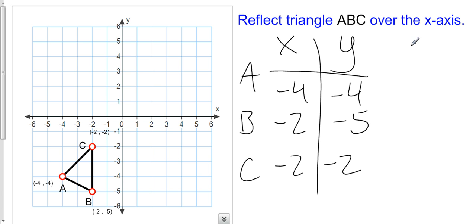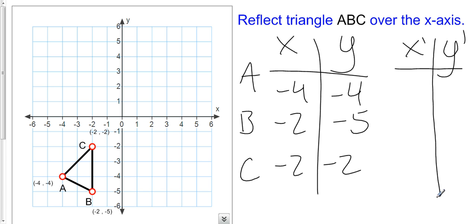So if I just wanted to use a table of values to solve this problem, I'm reflecting over the x-axis, so I'm going over this axis, so none of my x values change. My x values stay the same. I'll call that negative 4, negative 2, negative 2. And what happens to my y values? I said they become negated. So negative 4 negated is going to be positive 4, negative 5 negated is going to be positive 5, and negative 2 negated is going to be positive 2.